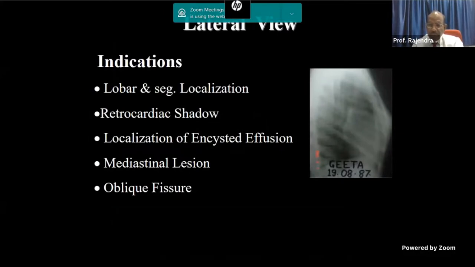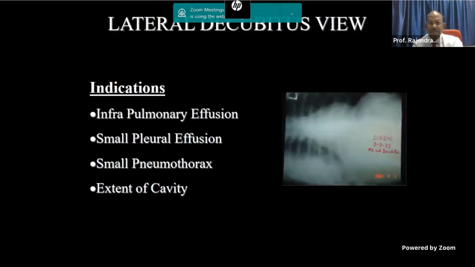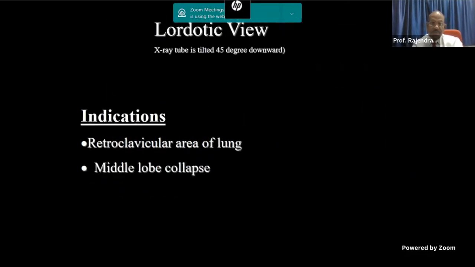Sometimes you order a lateral view. Lateral view is basically ordered for localization of lobes or segments, or shadows somewhere in hidden areas of the lung like the retrocardiac area. Suppose you get a lateral view, you may find the retrocardiac area very clearly. For mediastinal lesions, you may find which mediastinum it is. So these are the common indications. Another view we see sometimes is the lateral decubitus view, and that is usually done for pleural effusion. The main indication of lateral decubitus view is this.